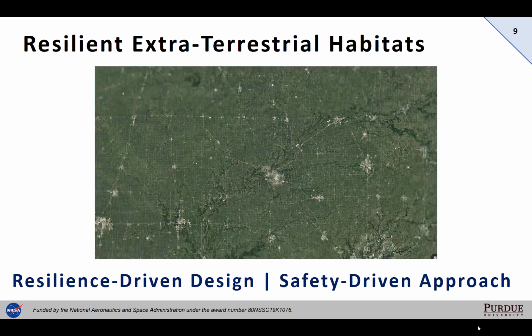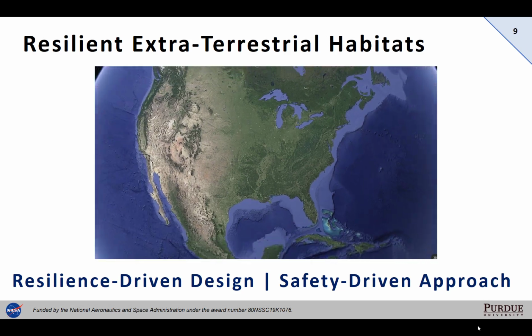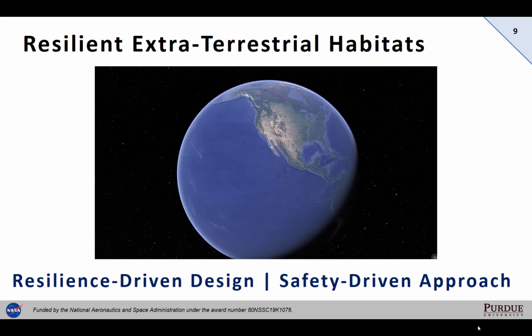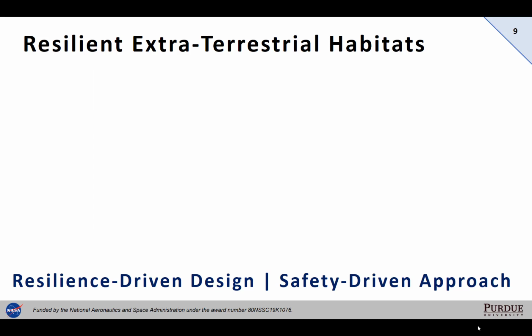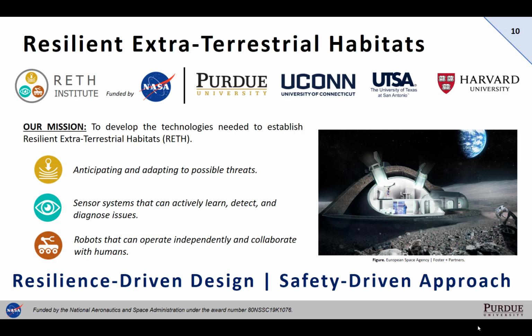Now, what if I tell you that we can take this resilience-driven design, safety-driven approach out of this world, like the moon or Mars? And I mean this literally. Resilient extraterrestrial habitats. Here at Purdue University, in partnership with UConn, UTSA, and Harvard, we form part of the Resilient Extraterrestrial Habitat, RETH for short, Institute, funded by the National Aeronautics and Space Administration, to develop the technologies needed to establish habitats that can adapt, withstand, and recover from adversities in outer space.